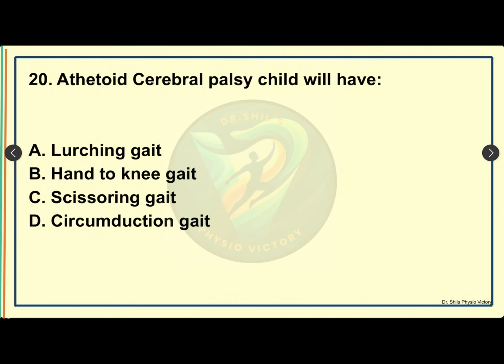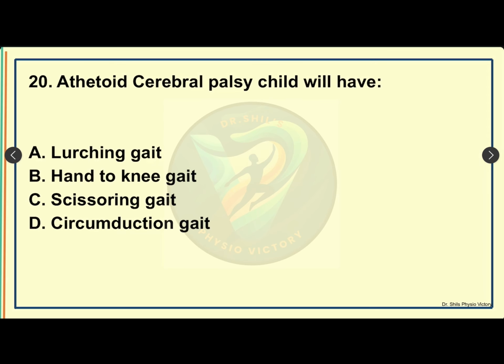Next question, question number 20. Athetoid cerebral palsy child will have option A, lurching gait, option B, hand to knee gait, option C, scissoring gait, option D, circumduction gait. Here, the correct answer is option C, scissoring gait.